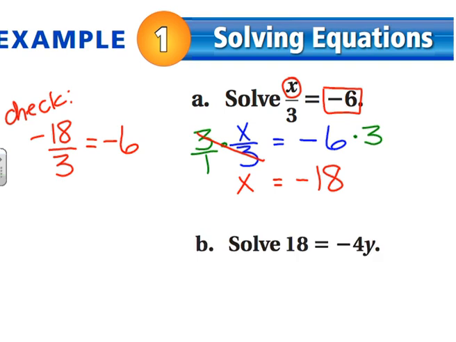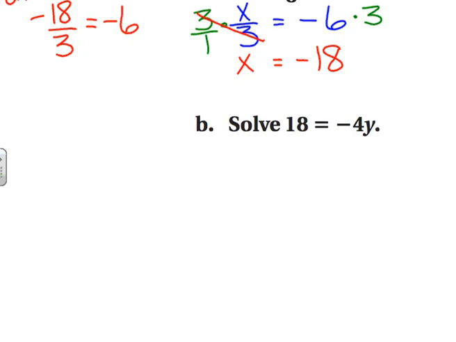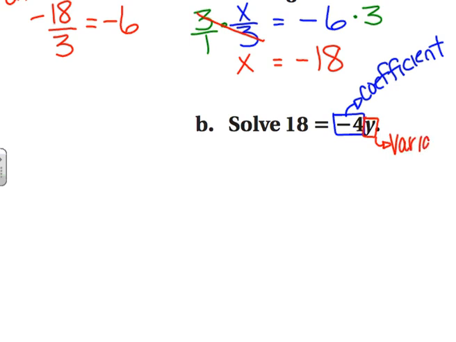Second example is 18 equals -4y. Now when the variable and the coefficient are scrunched up next to each other, it means multiply. In your notes, I want you to identify the -4 is your coefficient. And the y, or whatever letter you're using, that is your variable. Okay, and that always means multiply if there's no symbol.